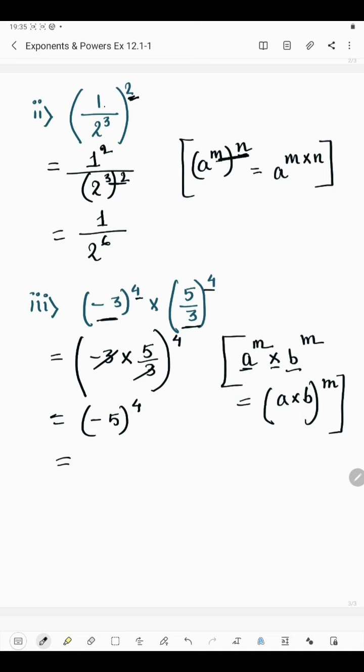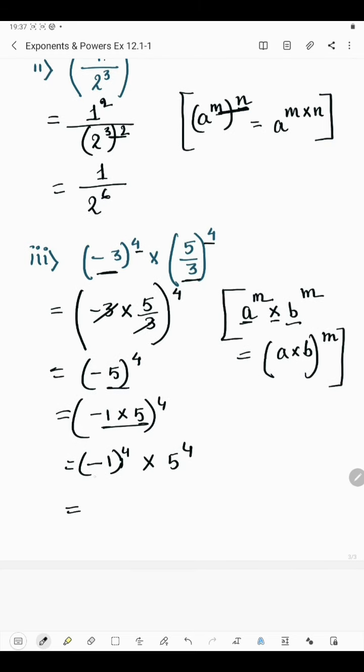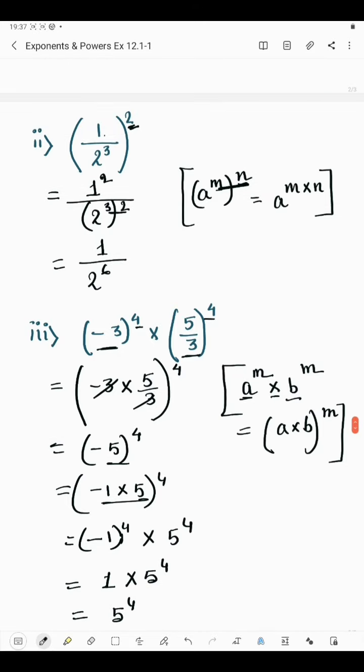Now minus 5 to the power 4 means minus 1 into 5 whole to the power 4, right? When you multiply these two, we'll get minus 5. Now we'll remove the bracket, so minus 1 to the power 4 multiplied by 5 to the power 4. Now minus 1 to the power 4 is 1 multiplied by 5 raised to the power 4. So 5 raised to the power 4 multiplied by 1 is 5 raised to the power 4. Okay, so this was the answer of the third part. Now coming to part 4.